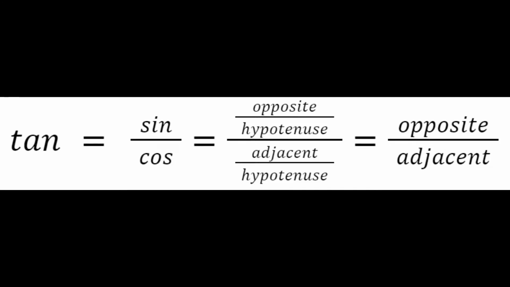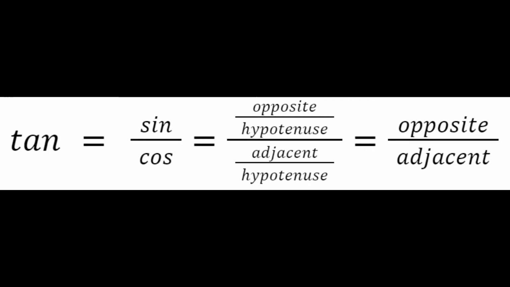This is also equal to the sine over the cosine. Because sine is opposite over hypotenuse and cosine is adjacent over hypotenuse, dividing them with normal fraction rules results in the hypotenuse getting cancelled and leaving opposite over adjacent.